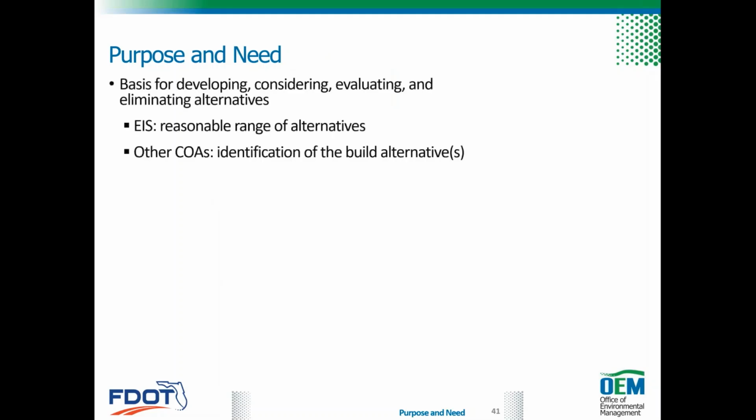So the purpose and need for a project is the basis for the development of the range of reasonable alternatives required in an EIS, or environmental impact statement, or the identification of build alternatives for other class of actions. Moreover, the purpose and need for the project assists the lead federal agency in evaluating project alternatives and selecting the preferred alternative. And for this, I suggest you look at part 2, chapter 3 of the PDE manual, titled the engineering analysis.